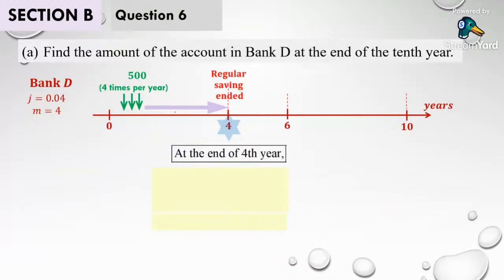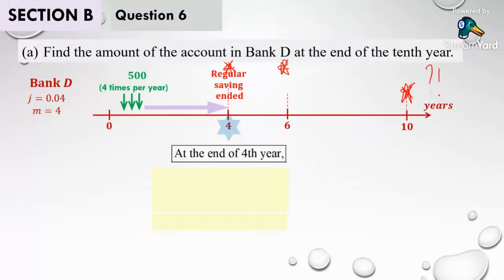Find the amount of the account in Bank D at the end of the 10 years. So in Bank D, I would like to know at the end of 10 years, how much I have. So guys and girls, in this question here, I suggest that we do the calculation slowly, part by part. As a beginner, let us try to do the calculation part by part. I suggest we start at the cutting point of 4 years, at the end of the 4th year, how much is accumulated. Then from the 4th year to the 6th year, how much is accumulated. Then finally go to the 10 years, slowly accordingly.